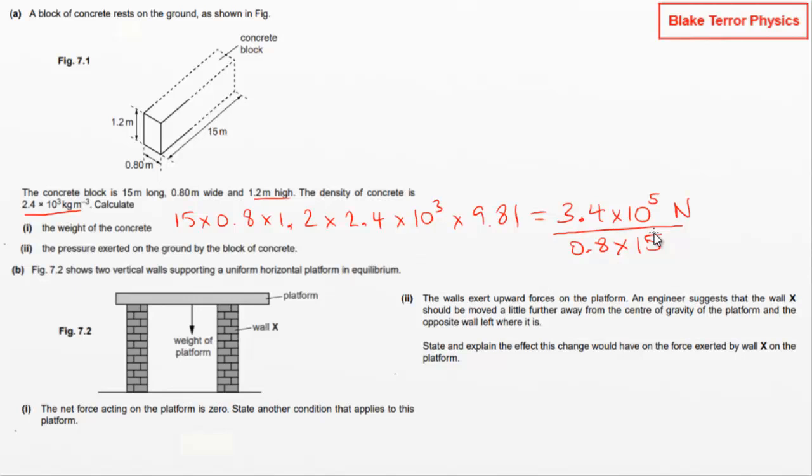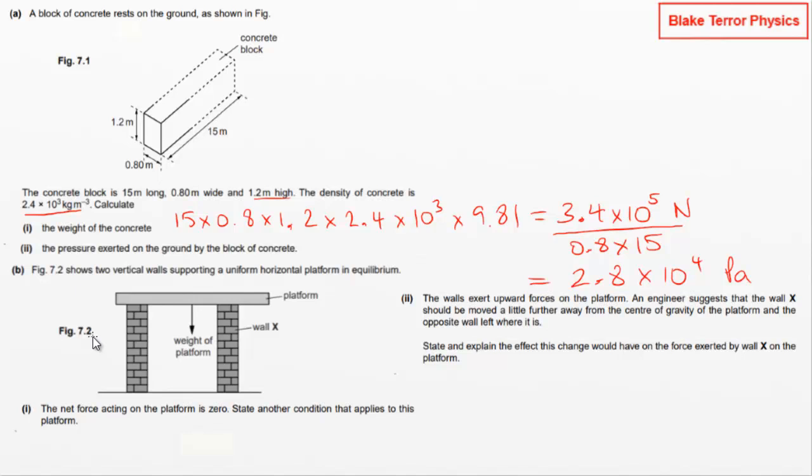So divided by 15 is that. Divided by 0.8 is that. So we've got 2.8 times 10 to the 4. 2.8 times 10 to the 4 pascals. So it's a nice pair of starters.